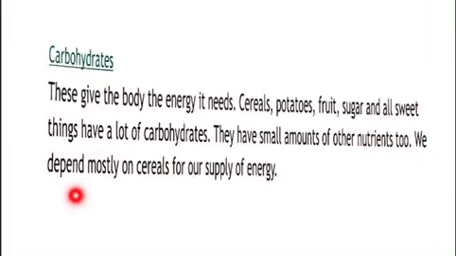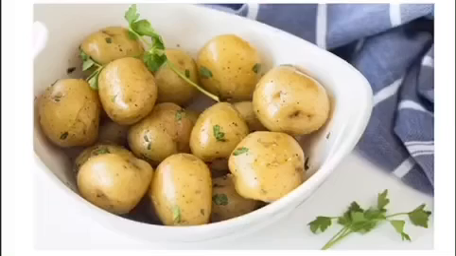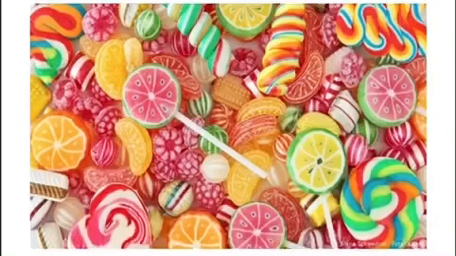We depend mostly on cereals for our supply of energy. From where do we get energy? We get energy from carbohydrates. So the sources of carbohydrates are cereal, which is mostly used to get energy, potatoes, sugar, and sweets. These all are the sources of carbohydrates.